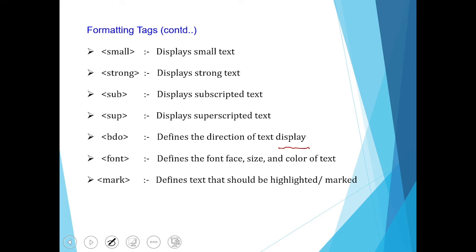The next is mark. It defines the text that should be highlighted or marked. So here it will show like a highlighter. We use a highlighter on our book to do highlighting. Similarly, this mark will help us to see the highlighted view of that particular text that you wanted to be highlighted on your screen.